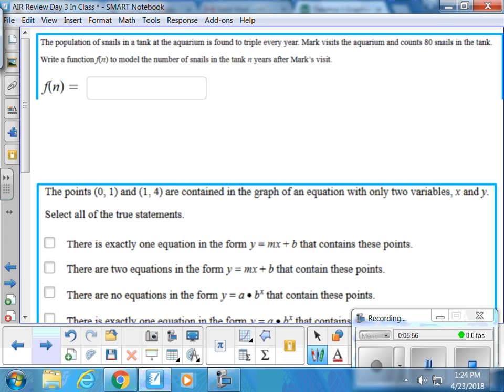All right, the populations of snails in a tank, and you find this one in your packet, is found to triple every year. Triple every year. What do you think our growth factor is going to be if we're tripling every year? 3. Very good. Mark visits the aquarium and counts 80 snails in the tank. That's going to be our starting amount. It says write a function to model the number of snails in the tank n years after the visit.